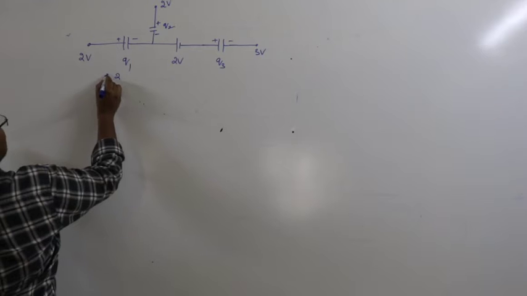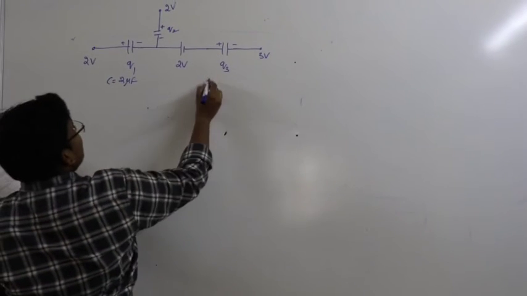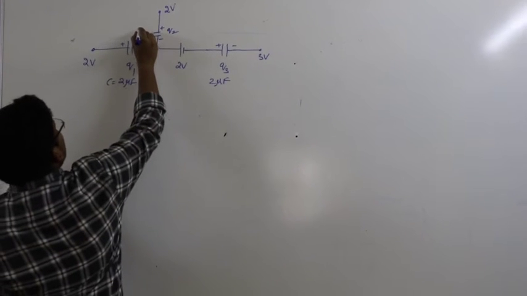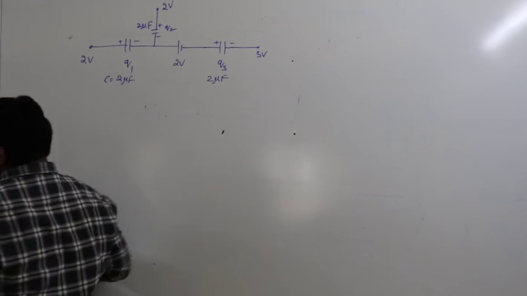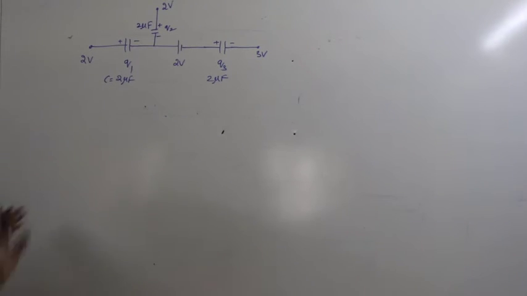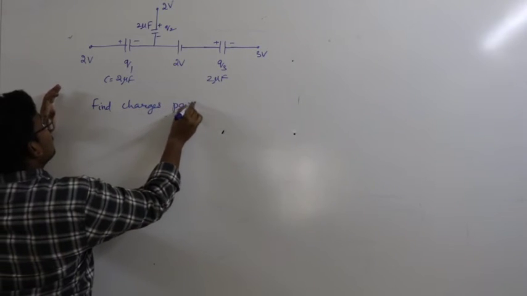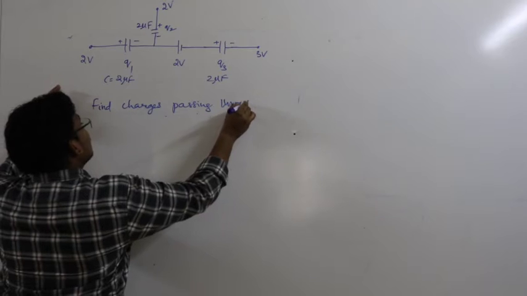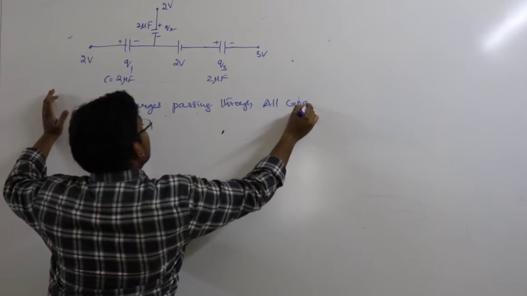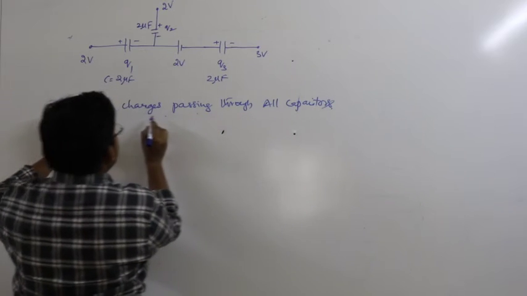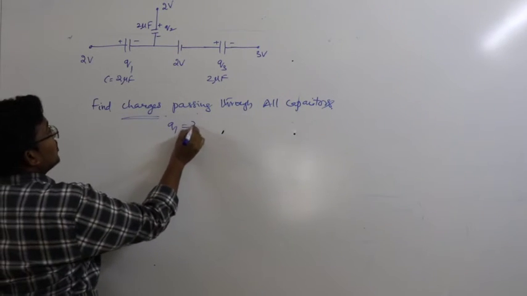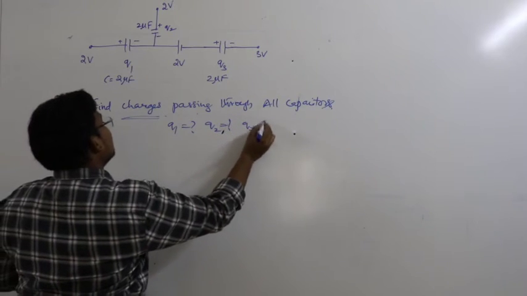Okay, now they are asking, all the capacitances are 2 microfarad. So what is this capacitance value? 2 microfarad. This capacitor also 2 microfarad. This also 2 microfarad. So the capacitor values they have given. Now the question is, find charges passing through all capacitors. The question is asking for charges, means Q1 value how much, Q2 value how much and Q3.